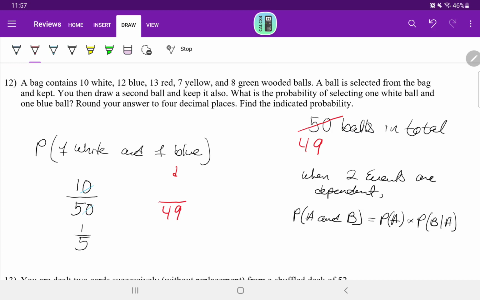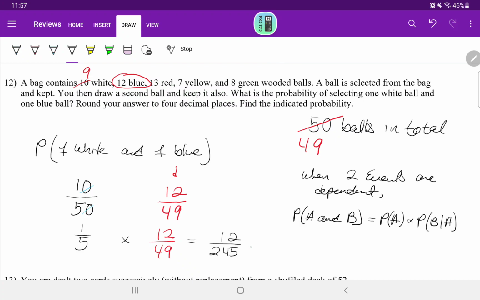If I remove one white ball out of my bag, the number of blue balls remain the same. There are still 12 blue. So the probability the second one is blue, given the fact the first one was white, is going to be 12 out of 49, which cannot be reduced. We're going to multiply between the two fractions. 1 times 12 is 12. 5 times 49 is 245.